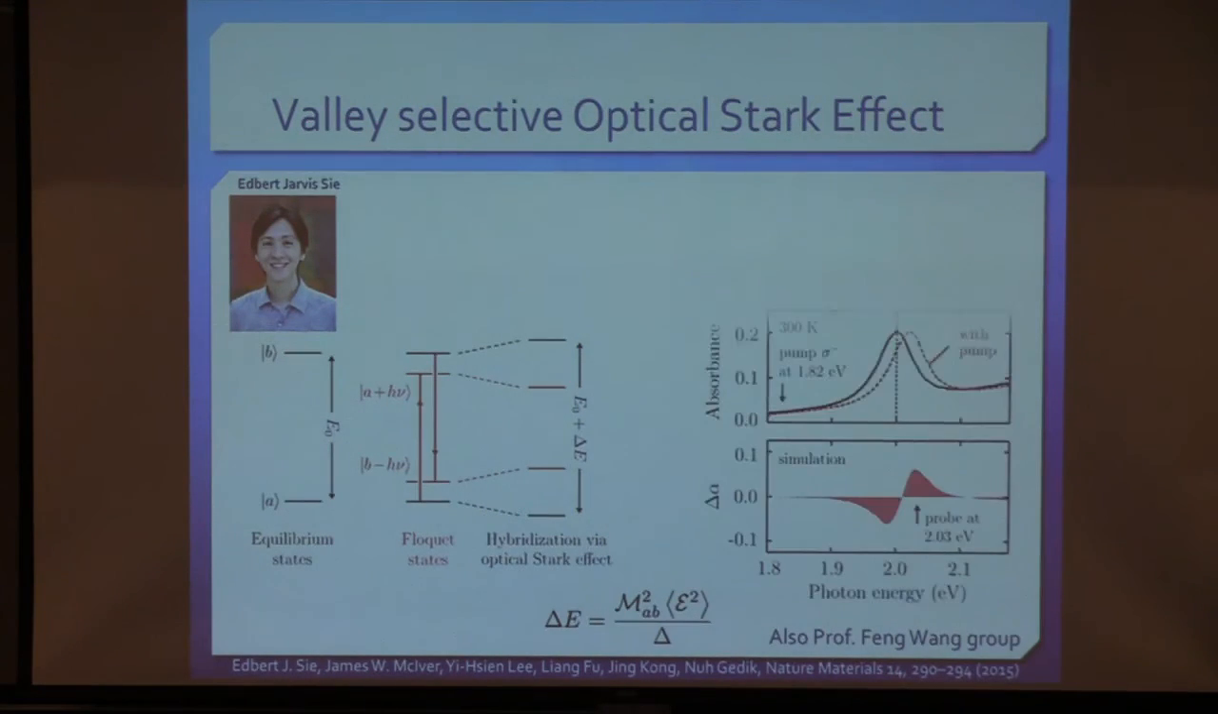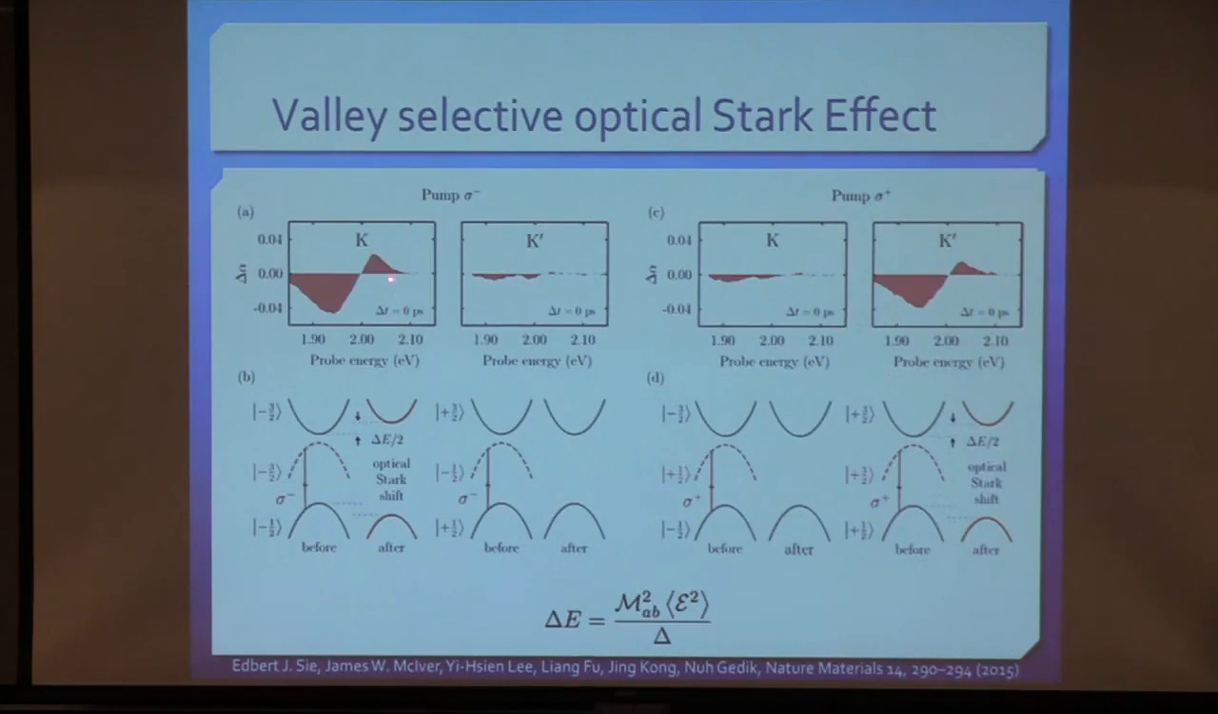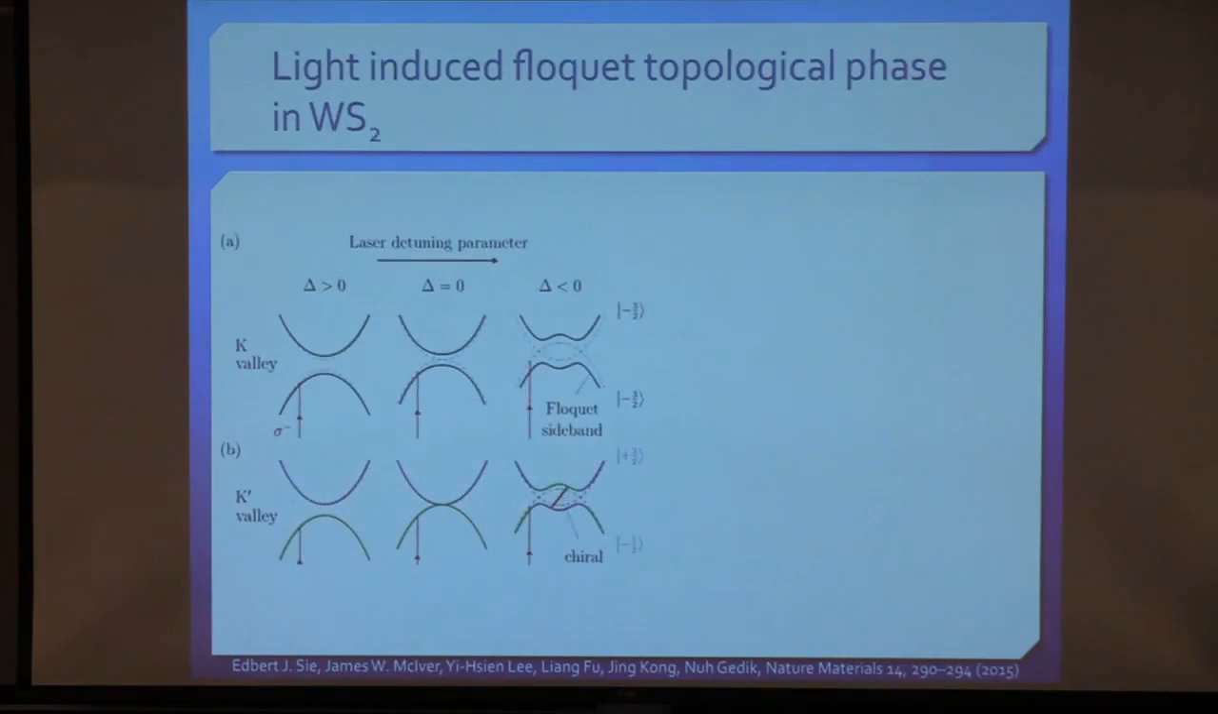The way we probe it is we measure the absorption. If you compare the absorption at equilibrium with the absorption when you put in light, the absorption shifts because the energy shifts, and the difference looks like this. Now, if you put in left circularly polarized light, one of the valleys shifts. If you put in right circularly polarized light, the other valley shifts. So you get a valley-dependent shift, and you mimic the magnetic field properties.